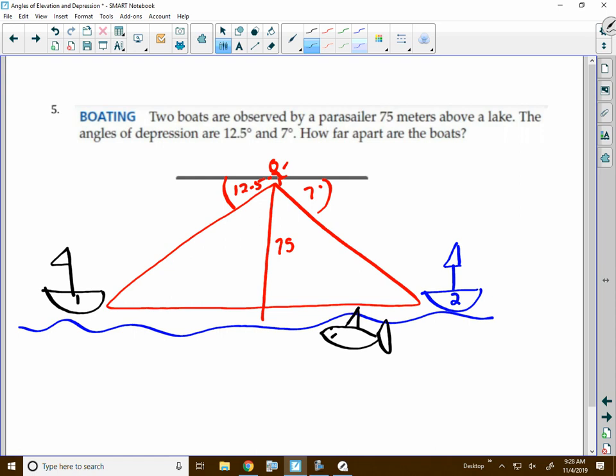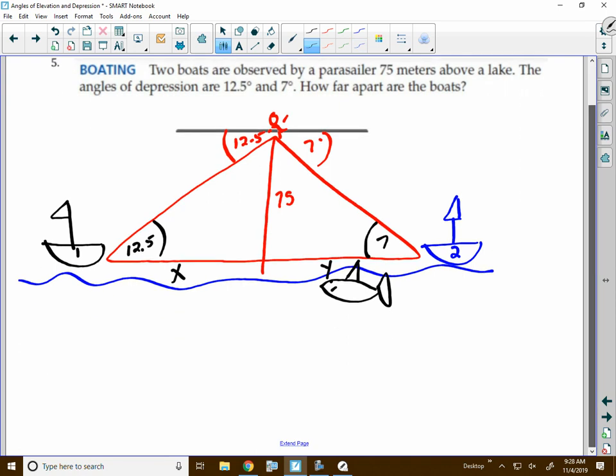Okay. We're good there. Right, but we need angles inside the triangle. Where else can I write 12.5? Right here, because that's also the angle of elevation. So we know that that would be the same. Same thing with the 7 over here. It says how far apart are the boats. So would you agree we need to find this distance? Yes. Okay. To do that, let's do one triangle and then the other. So let's find x for that distance, and then we'll find y for that distance, and we'll add them. Are you tracking with me?